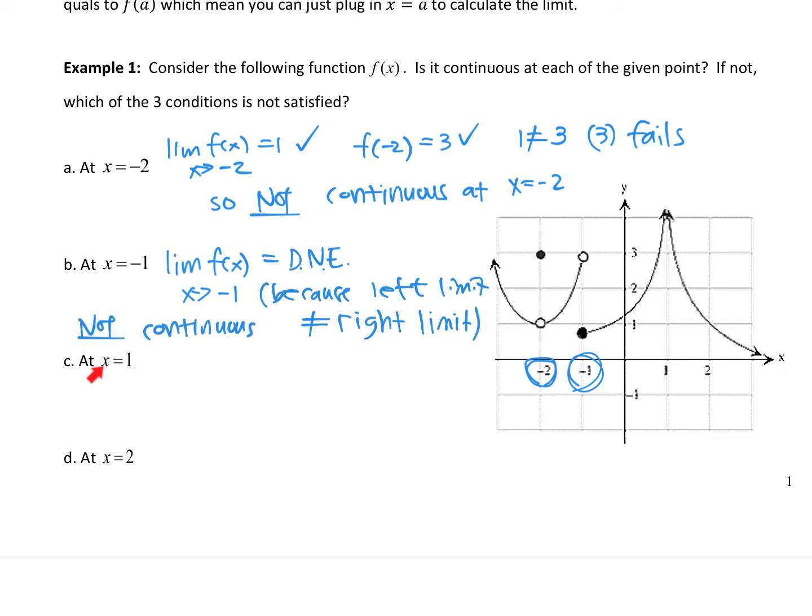Let's look at part C at x is equal to 1. 1 is right here. I can check the limit, but f of 1, I mean, the graph goes on forever. There's no point at x is equal to 1. So the limit is infinity because the graph goes up. But f of 1 doesn't exist. So this one does not exist, right? So already not continuous.